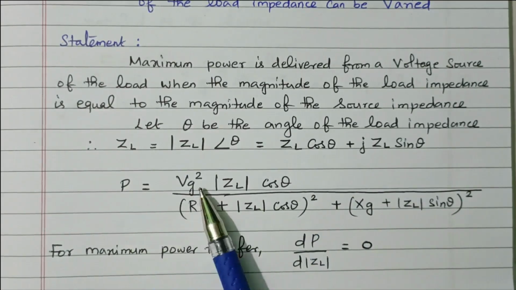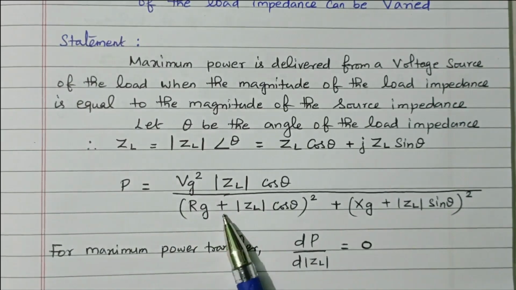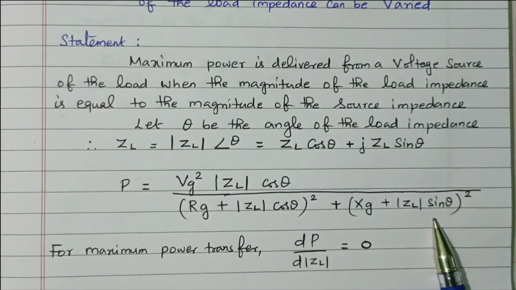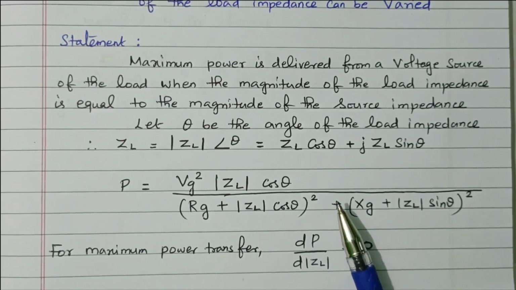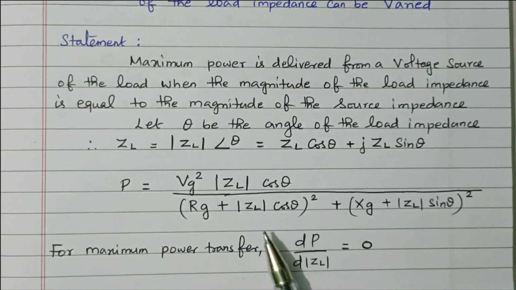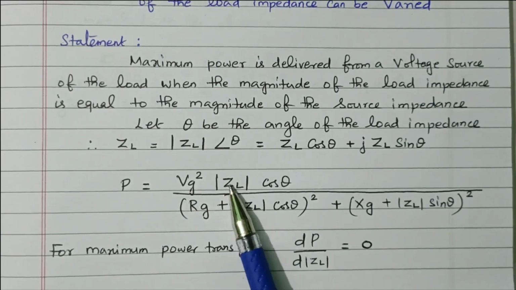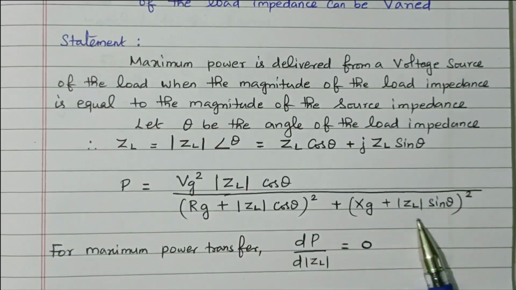So P equals Vg square times ZL cos theta divided by (Rg plus ZL cos theta) square plus (Xg plus ZL sin theta) square. This is based on the previous expression Vg square divided by 4RL. Based on that we obtain this formula, right? We concentrated only on the magnitude. So this is the resistive term and this is the reactive term.